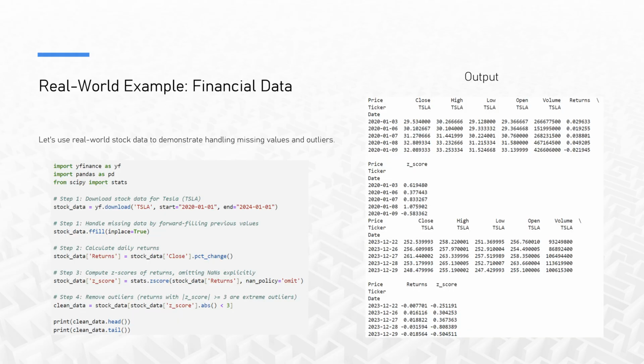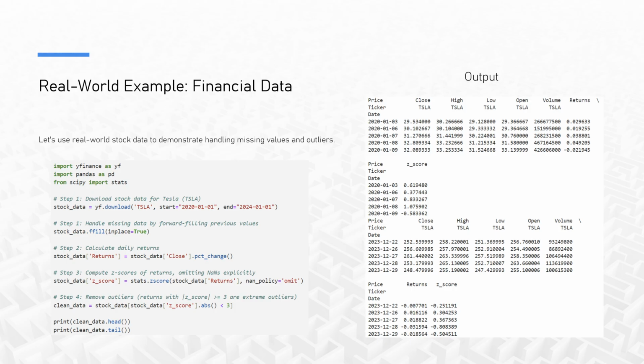Let's finish with a real-world example using stock data. Here we're working with Tesla, and we'll walk through the full process of handling missing values and outliers. First, we download the stock data with yfinance. Then, to take care of any missing values, we use forward fill. That means if a value is missing, it gets filled with the last available number.